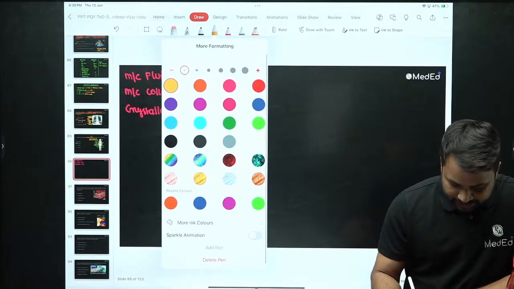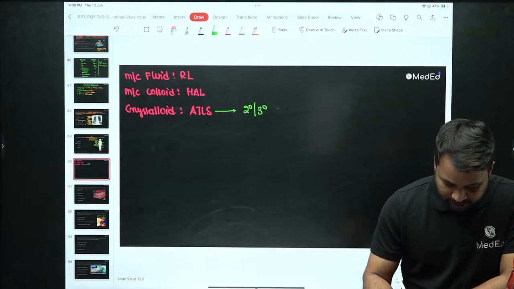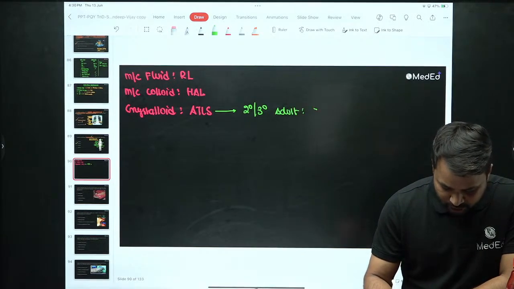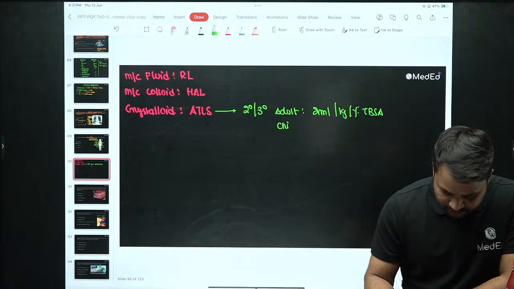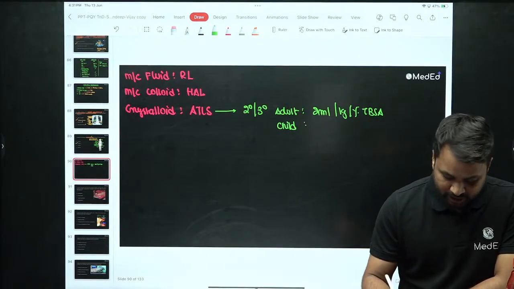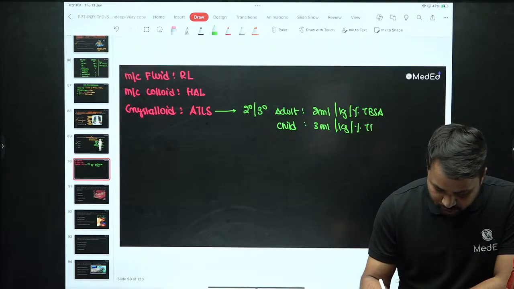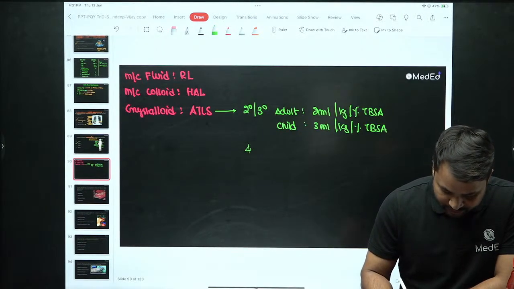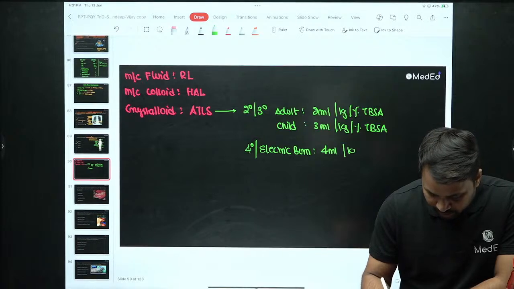Now, according to the ATLS formula, we see if it is a second degree or a third degree burn. And if the patient is an adult, it is going to be 2 ml per kg per percentage of total body surface area that is burnt. If it is a child, here the child is less than 14 years, this is going to be 3 ml per kg per percentage of total body surface area that is burnt. If it is a 4th degree burn or an electric burn, irrespective of the age, it is going to be 4 ml per kg per percentage of total body surface area that is burnt.